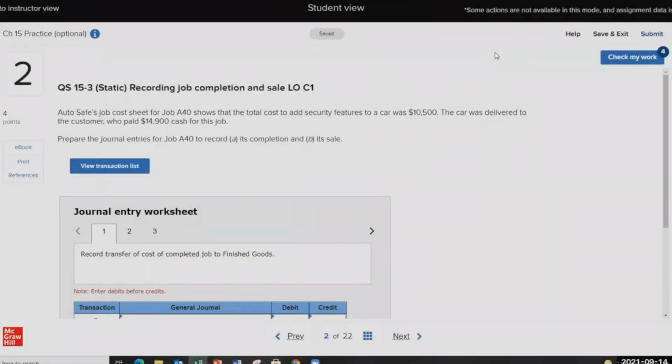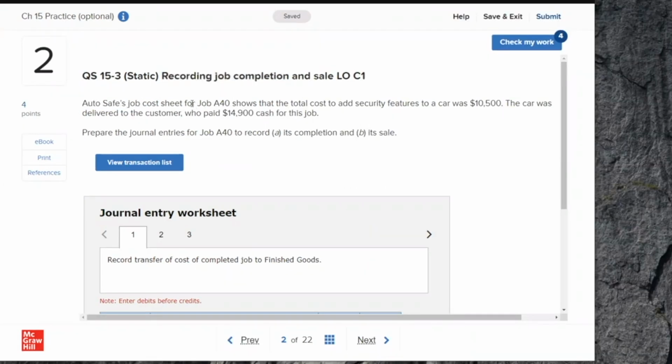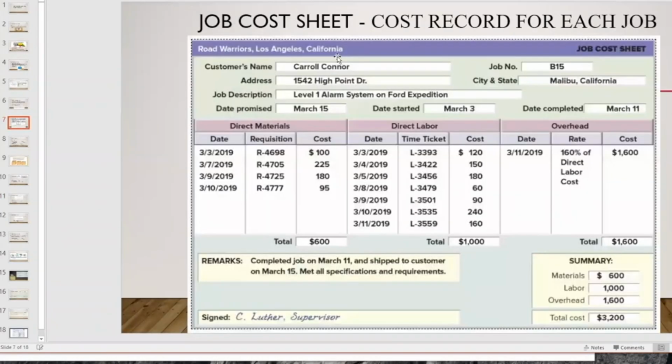But what I want to do now is start by going right into the practice. Quick Study 15-3, recording job completion and sale. A job cost sheet is just where we keep track of the costs of jobs. Here's a job cost sheet. So it's just direct materials, direct labor, and overhead, and we just accumulate the various costs for this one job.